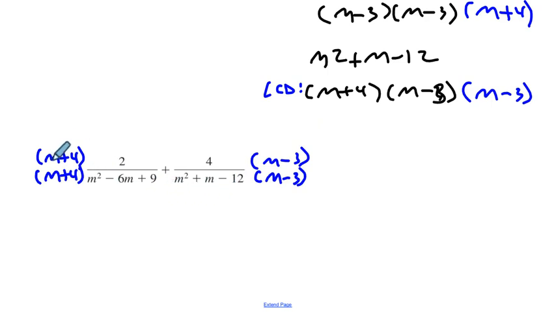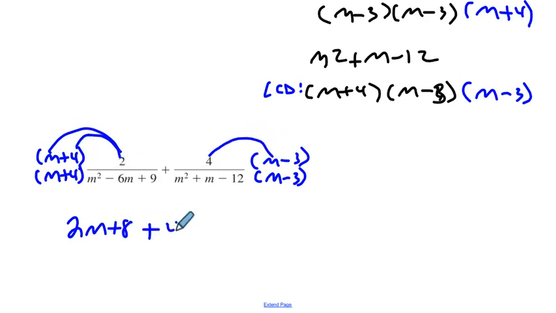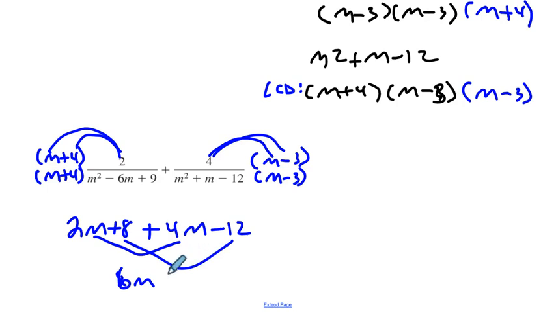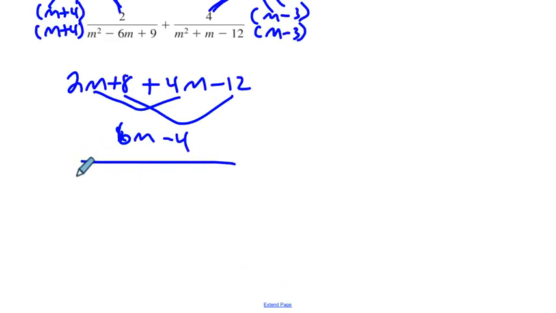Cool. So let's just deal with the numerator, and then we'll put the denominator at the very end. Let's multiply this through. 2 times m, 2 times 4 is 8, plus 4 times m, 4 times negative 3, negative 12. Then we can combine those together and get 6m, combine those together and get negative 4. And that's going to be all over our common denominator of m minus 3 squared times m plus 4.